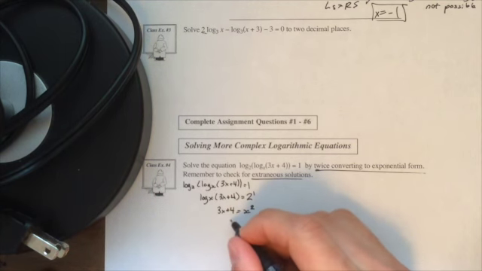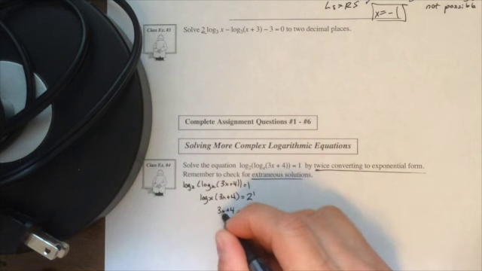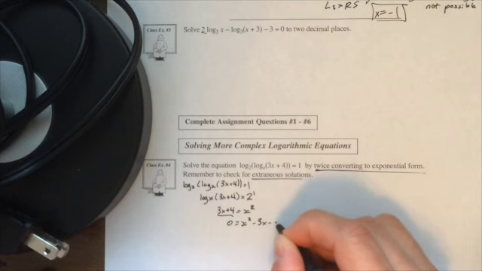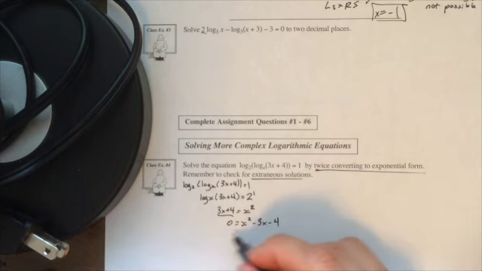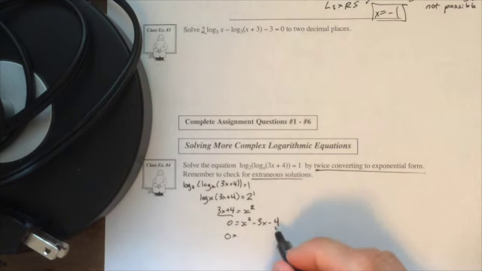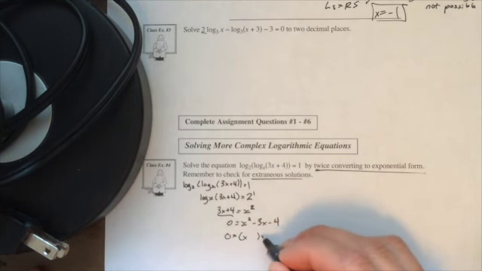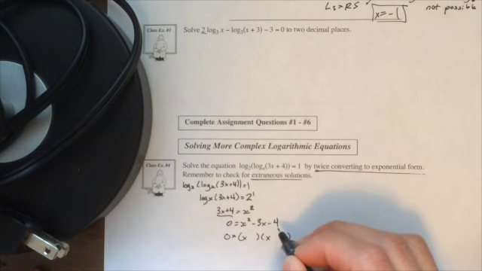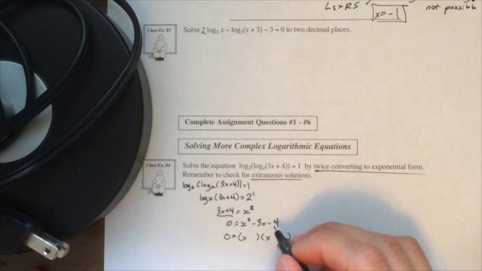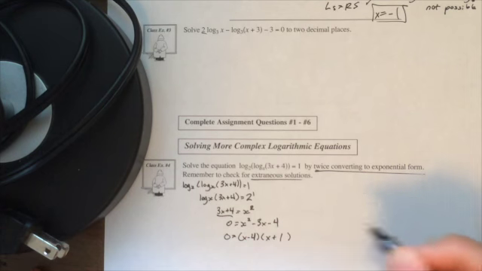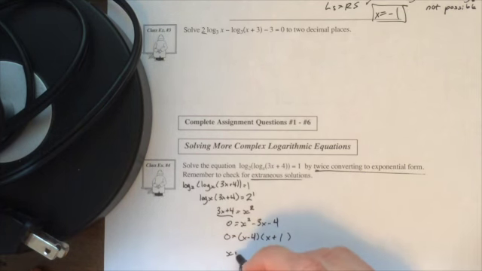Now if I make this a polynomial, I'm going to have 0 on this side. I'm going to subtract this whole term and bring it over here. So I'll be left with x squared minus 3x minus 4. And this looks like it's factorable. So if I have two numbers that multiply to give me -4 and add to give me -3, that's probably going to be -4 and +1. And so that tells me that x is equal to +4 or x is equal to -1.